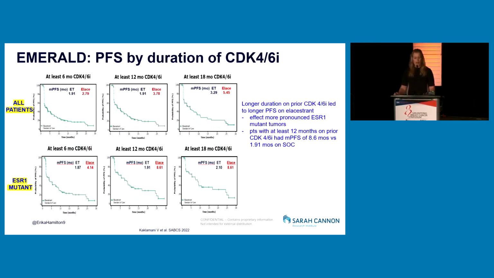And then if you look at this ideal scenario in the bottom right, where a patient has an ESR1 mutation and they had been on their CDK for at least 18 months, you see elacestrant giving us a progression-free survival of 8.5 months, which I think we would all say is definitely clinically significant.